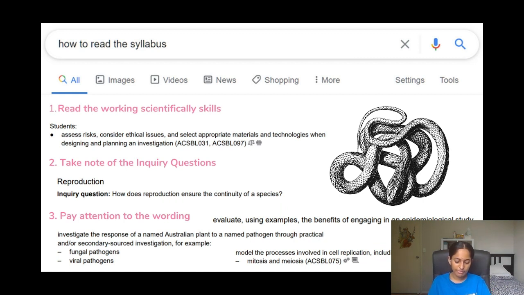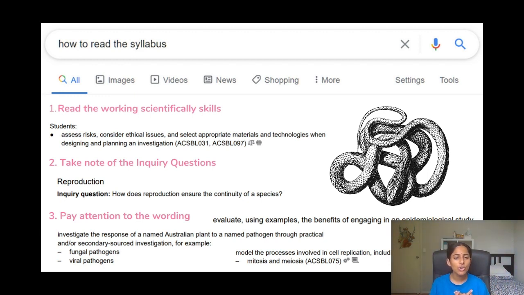So now that we've focused a bit on how the syllabus works, it's important to also understand how to read the syllabus. Like I mentioned, the syllabus is structured so that you'll have your modules. In your modules, there'll be inquiry questions. And under those inquiry questions, typically there's around 2 to 3, from my memory, a set of dot points that are pretty much your syllabus outlines.